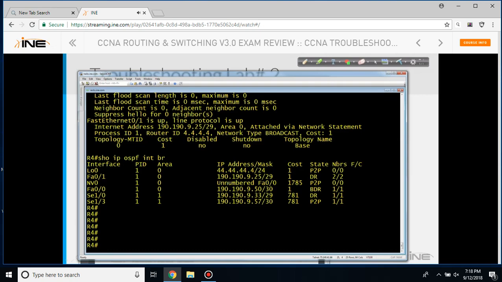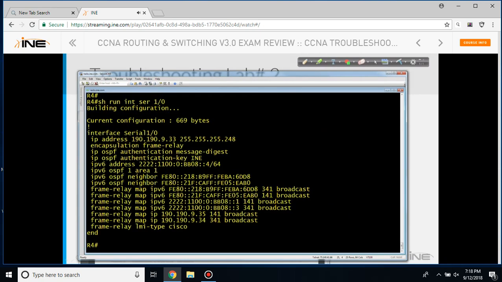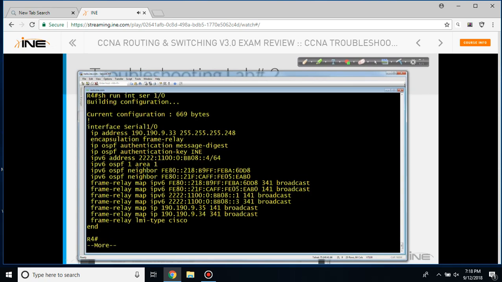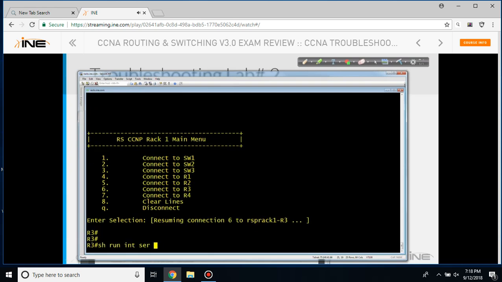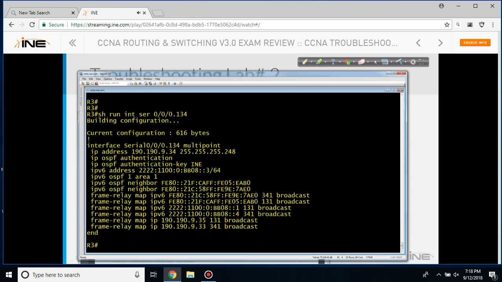So let's take a look. Show run interface serial 1/0. All right, on router 4, I don't see any access lists on here, so there's no reason why that would happen. What about on the router 3 side? Show run interface serial 0/0.134. Okay, same thing. I don't see any access lists here.